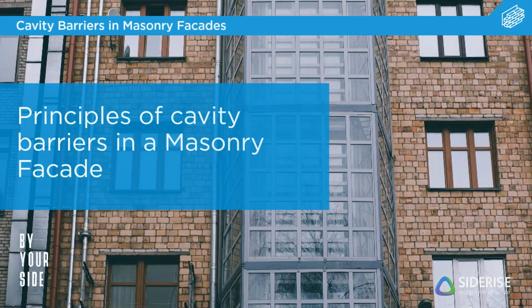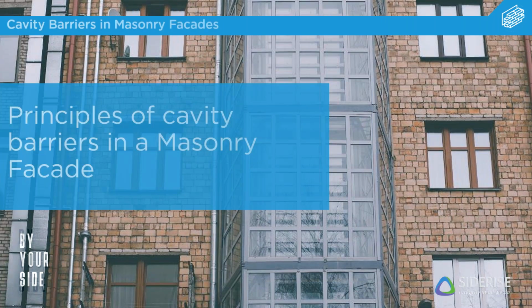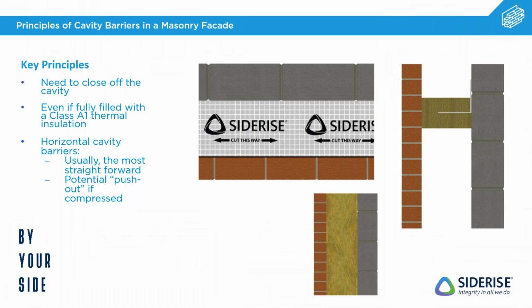So looking at some of the key principles of these masonry facades and some of the things we need to look out for, first and foremost, we need to close that cavity. The idea of the cavity barriers, which we'll go into in a bit, is to specifically try and restrict the movement of fire or smoke within the cavity, or to try and stop it getting in there in the first place. So first and foremost, we need to close off that cavity with these cavity barrier products.